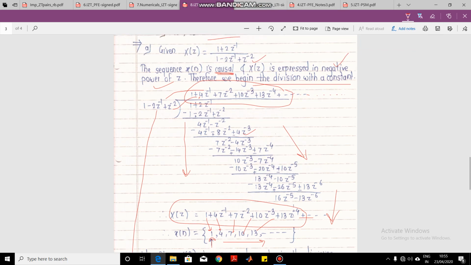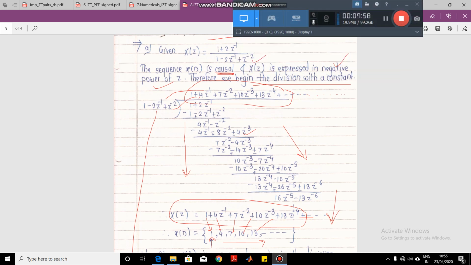So this is how we can solve the numerical using the long division method. As the name suggests, it is a long division. The starting point is very important. When you look at whether it is causal or non-causal, and when it is causal, you have to start from the constant and then go on dividing. We will see in the next numerical the non-causal case, where we start from the negative power of z, and this will change. Here you will get the positive powers of z.